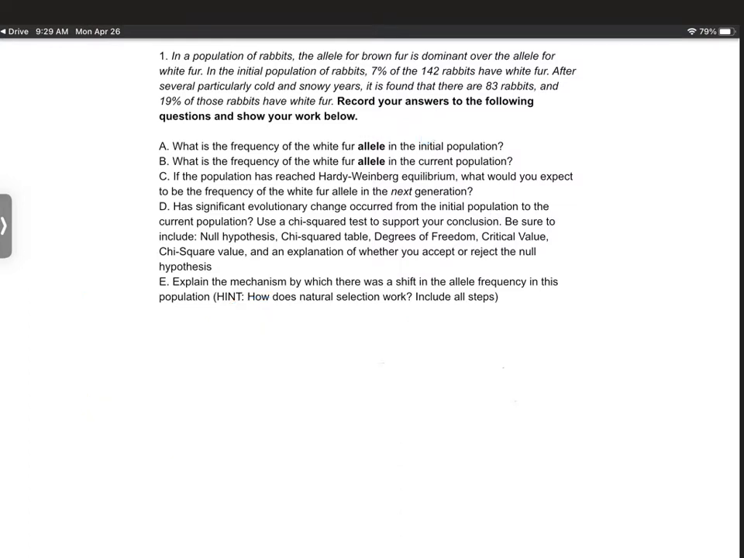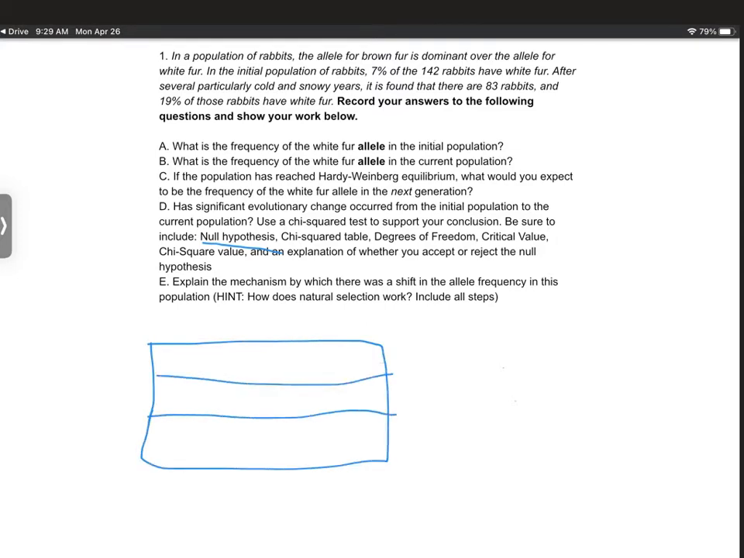Next, we have our chi-square test. For our chi-square test, first we need a null hypothesis. In this case, our null hypothesis will be that significant evolutionary change has not occurred from the initial population to the current population. Then our table. So we'll put brown here, white here, observed, expected, and then observed minus expected squared divided by expected.